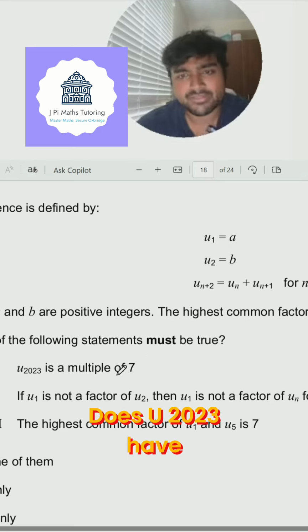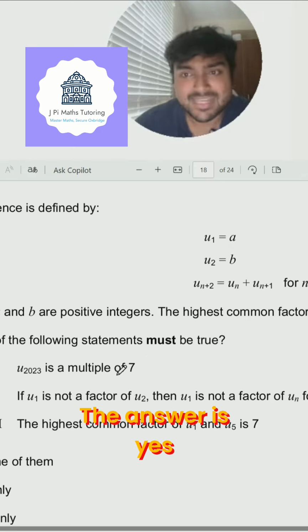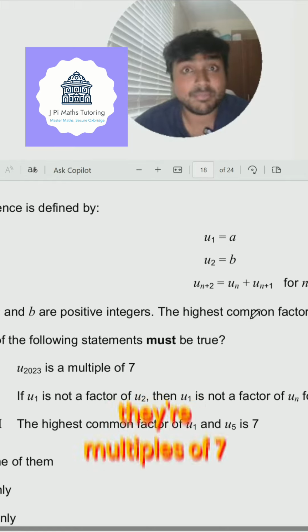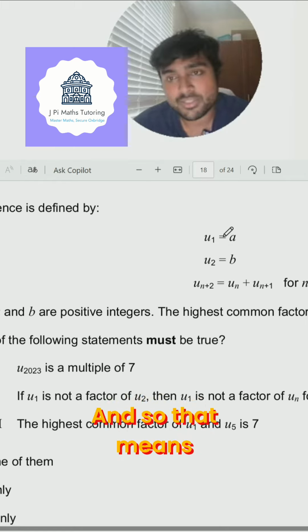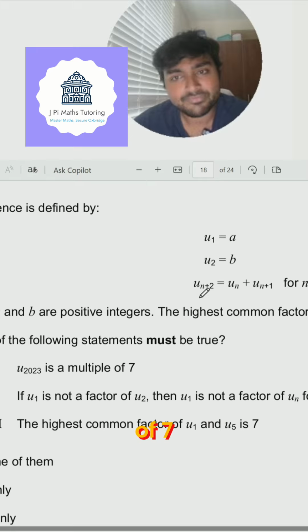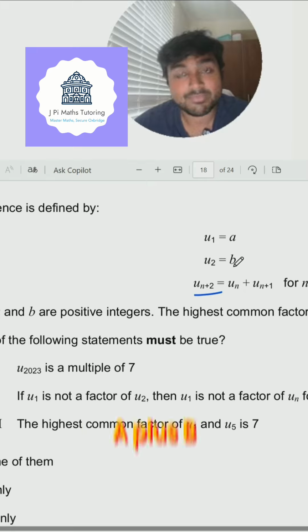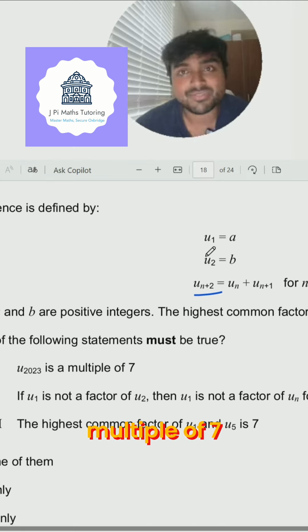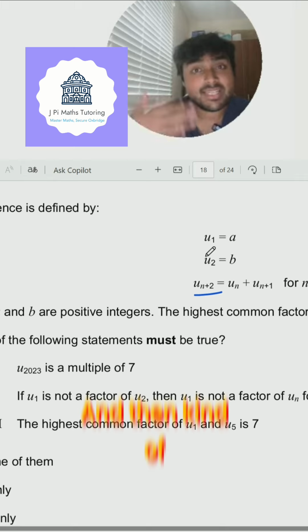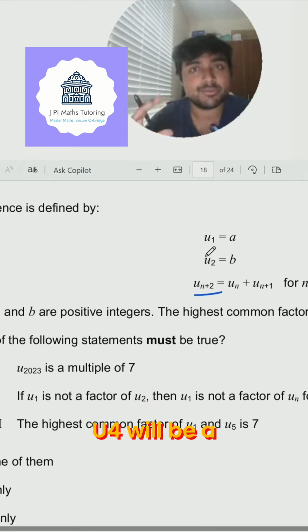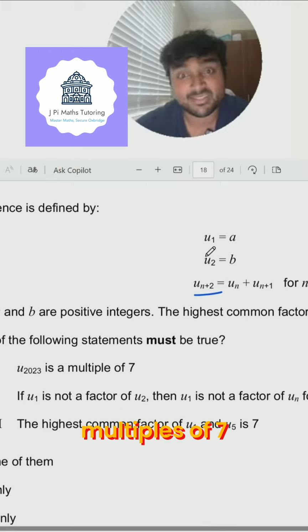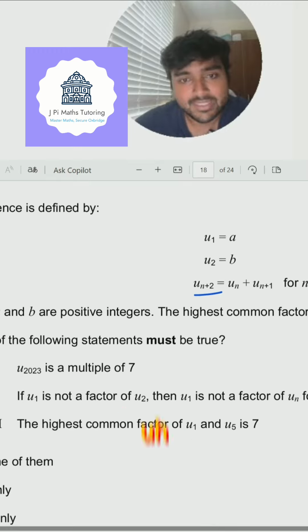Does u2023 have to be a multiple of 7? The answer is yes. Why is that? Well, a and b have the highest common factor of 7. And so in particular, they're multiples of 7. And so that means u1 is a multiple of 7, u2 is a multiple of 7. Now, u3 is just going to be u1 plus u2, so a plus b, and when you add two numbers which are multiples of 7, the resulting number is a multiple of 7. So u3 is a multiple of 7, and then proceeding by induction, u4 will be a multiple of 7, u5 and u6, and so on. They're all going to be multiples of 7, and so in particular, u2023 is a multiple of 7.